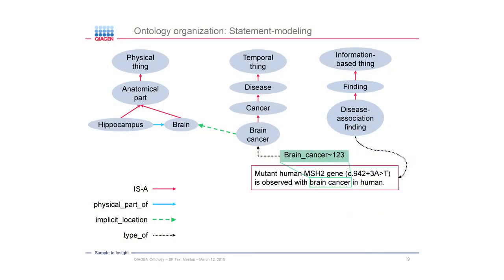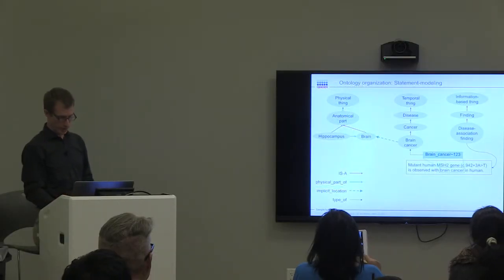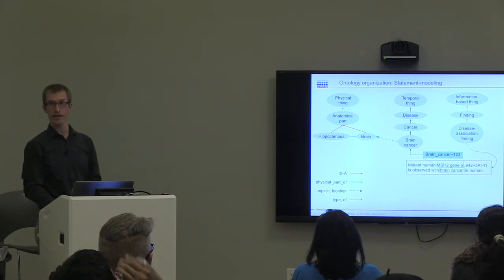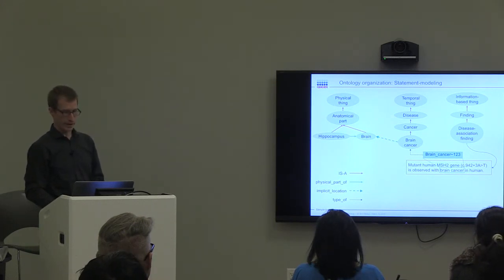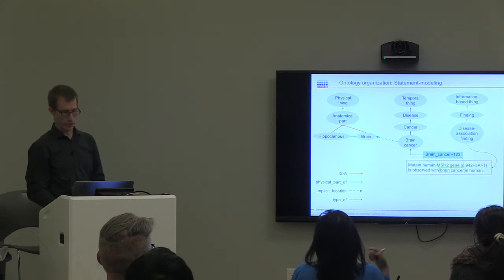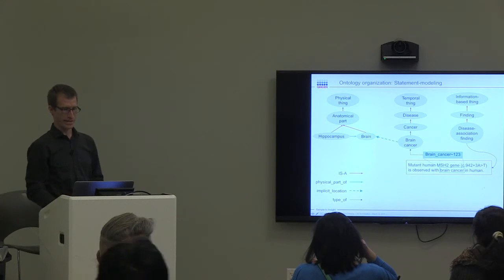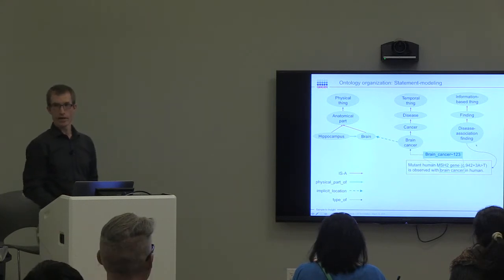So to make this statement, and I'm not going to break it all out here, a statement like this would be modeled in terms of instances of each of the component parts. So for example, there would be an instance of brain cancer here. There would be probably one instance of human for the location. There would be an instance of the MSH2 gene. There would be an instance of mutation with some details, including this description, etc. And all of that will be hanging off of a backbone that was an instance of disease association finding. And all of that lives in the ontology.